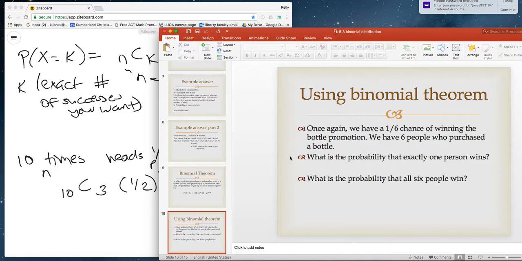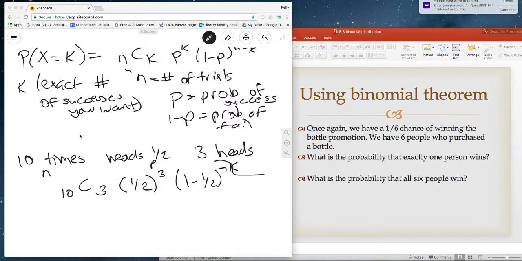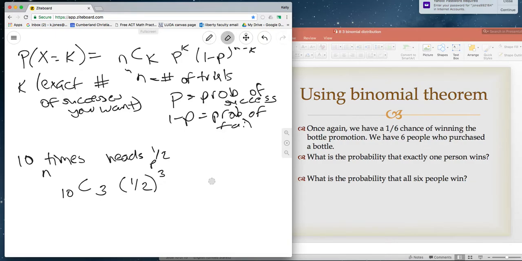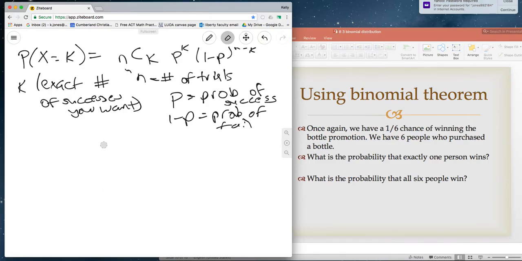All right, so once again, we're going back to our Coke bottle or soda example. It says we have a 1 in 6 chance of winning, so that's still our probability of success, right? So our P is 1 in 6. And we have 6 people purchasing, so N is 6. That's how many people are buying it. And the first question says, what is the probability that exactly one person wins? Well, for that question, K is 1.